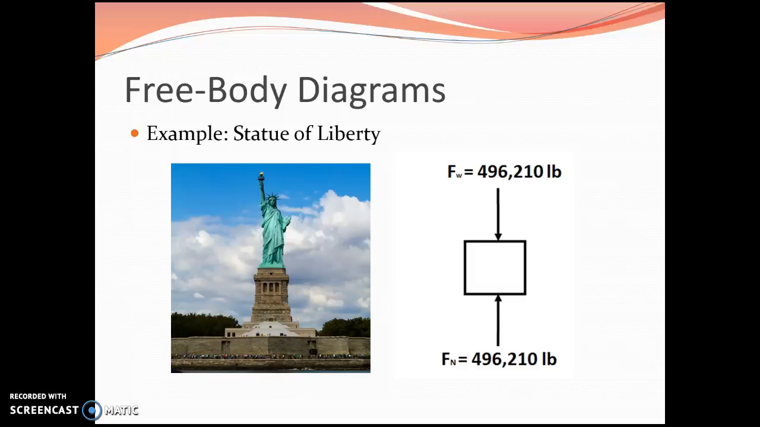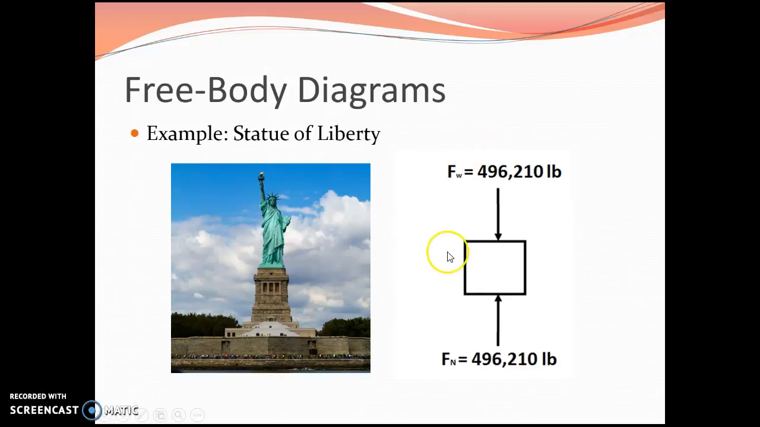Here's a real basic example with the Statue of Liberty. Notice I represented it with a box because it is hard to draw the Statue of Liberty. I didn't draw its base. I didn't draw these cars out here. I didn't draw the trees. I isolated just the Statue of Liberty and said this box is the Statue of Liberty.